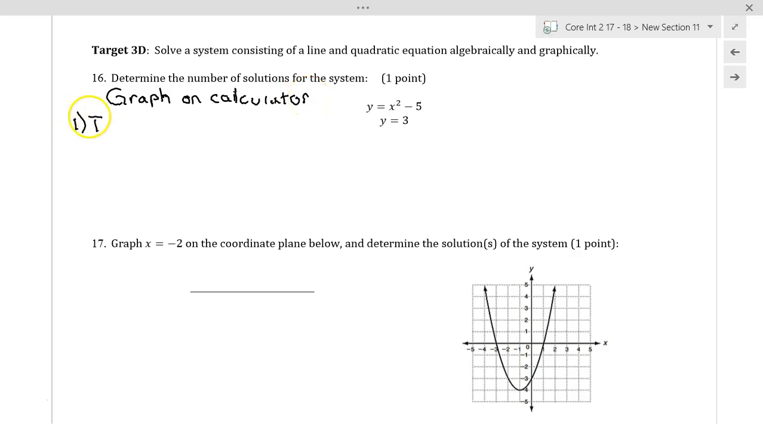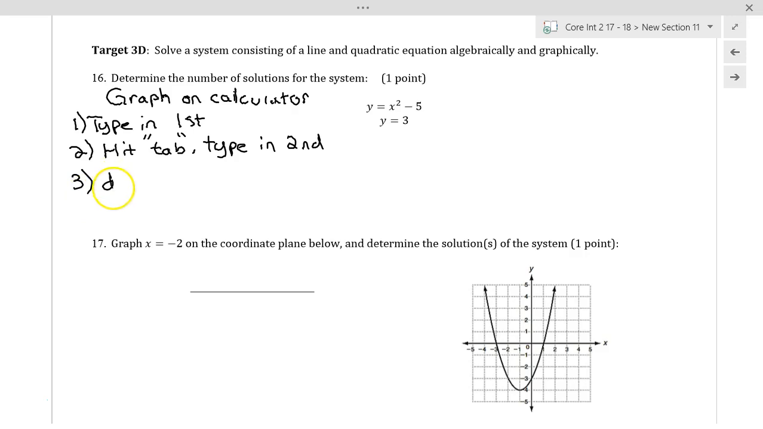So first step, type in the first equation. Second step, type in the second equation. Number 3 is determine the number of solutions. This isn't actually asking what the solution is. You could find that out, but it just has to determine the number of solutions.